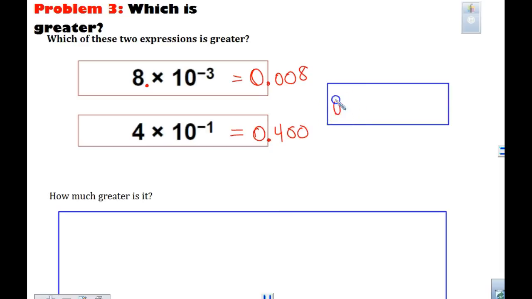I'll have some people just put down the 0.4 is greater. But we really could say 0.4 is greater than 0.008.